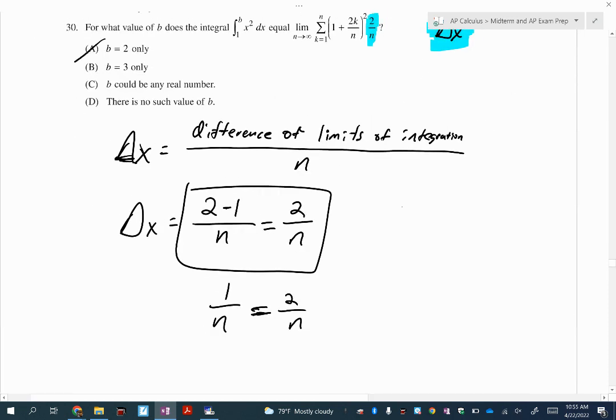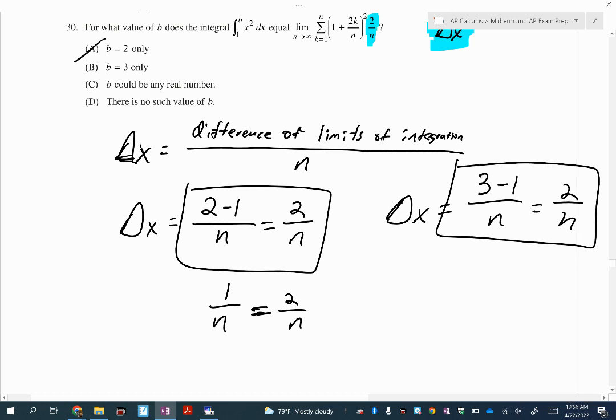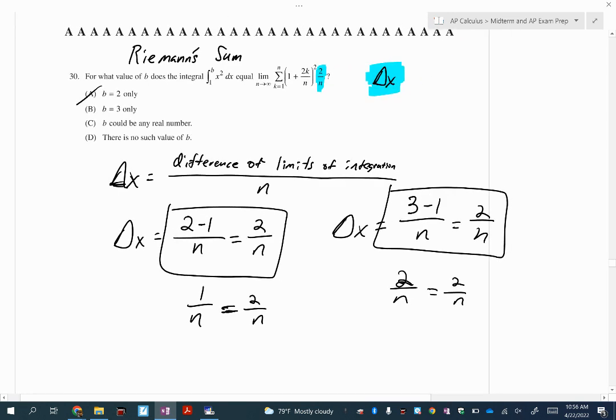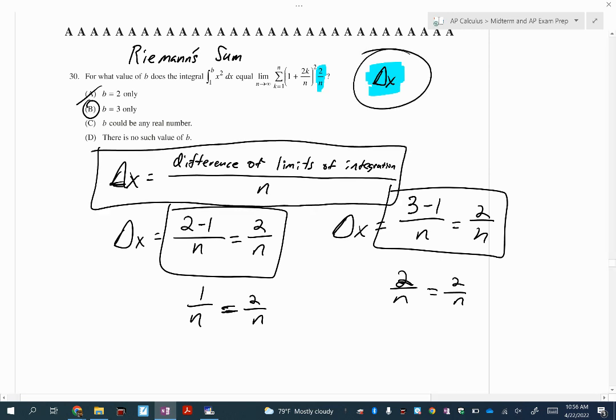Let's try letter B. I'm doing 3 minus 1 over n equals 2 over n. Does this end up being true? Yes, 2 over n equals 2 over n. So for number 30, it has to be B for this to be true. If I did 4, it would not be true. 5, any number after that, it won't be true. If you get this type of question, look at the very end. That's your delta x, and use what we focused on to find that change in x.